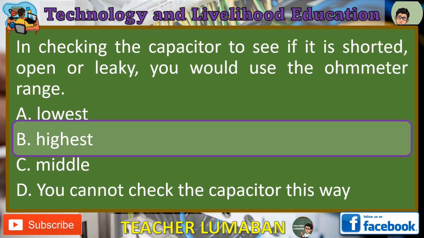Observe the change in resistance. The resistance reading on the ohmmeter should gradually decrease and then settle at a low value. This indicates that the capacitor is charging and the resistance is decreasing.